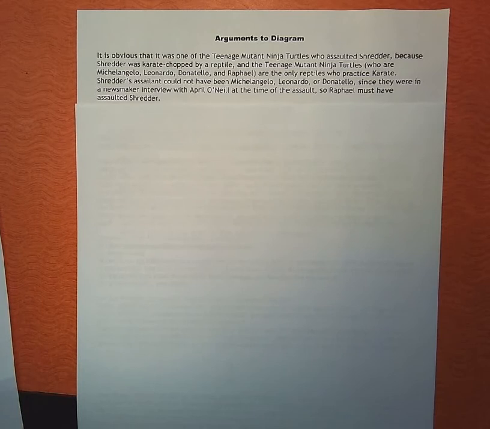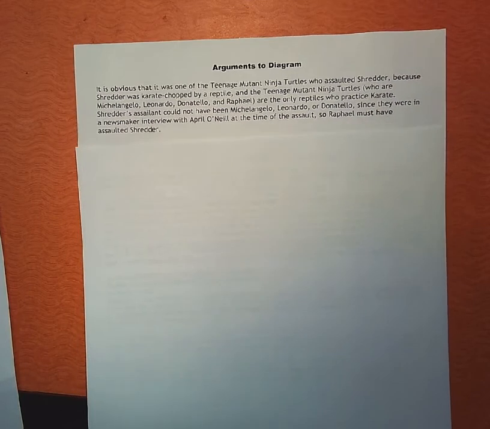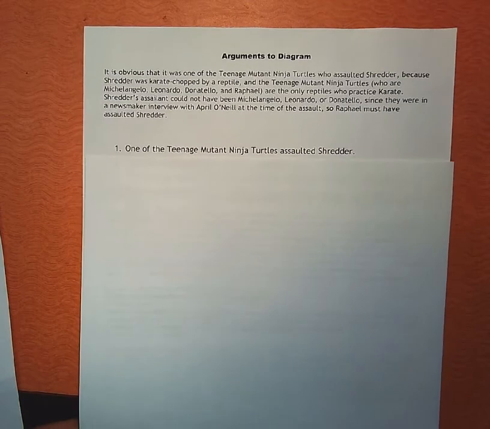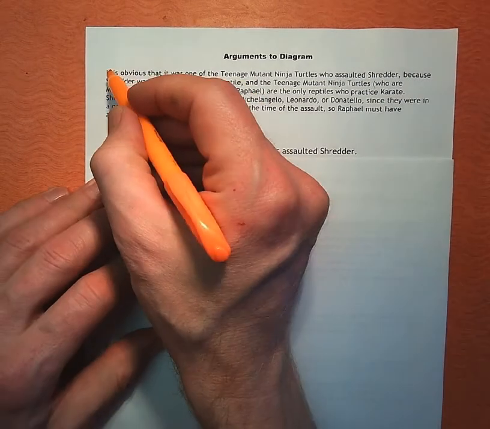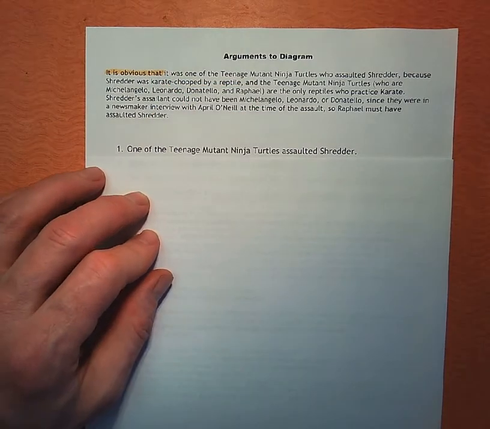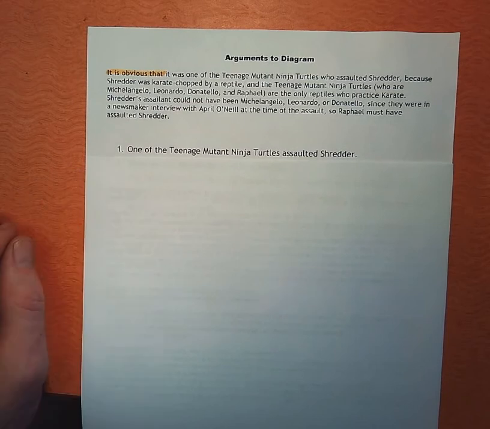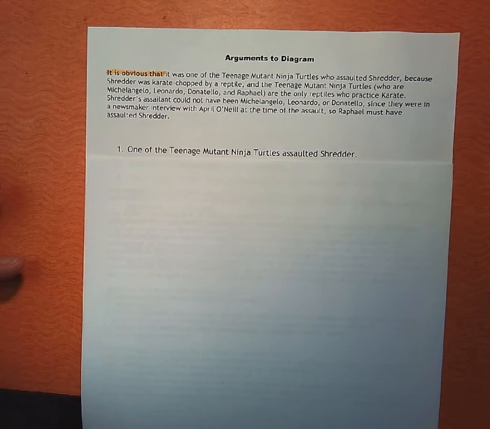Okay. Let's see what I've got and see if it matches what you've got. Well, first one. One of the Teenage Mutant Ninja Turtles assaulted Shredder. Now, notice what I didn't include is "it is obvious that." We're not including that because that functions as an indicator. That's going to tell us that this is supported by other propositions, because there's a reason that it's obvious that it's one of the Teenage Mutant Ninja Turtles who assaulted Shredder. It's because of other propositions.